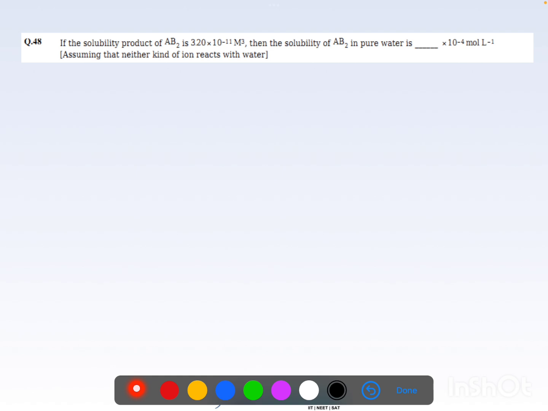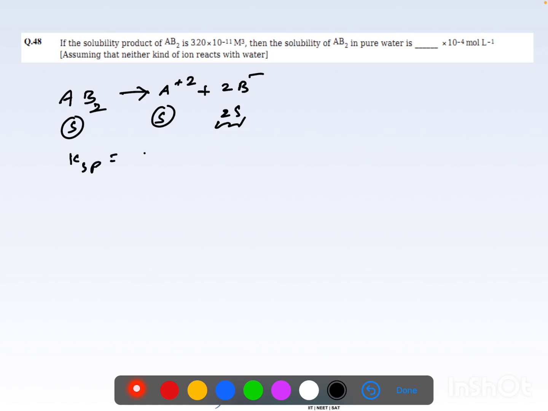The solubility product of AB2 is, see here, AB2 is dissociating as A plus and 2B minus. If the solubility is S, A will also be S, and B will be 2S. Now Ksp will be equal to S into (2S) squared. Now Ksp is given as 3.2 into 10 to the power minus 11. They are asking what will be the S value.